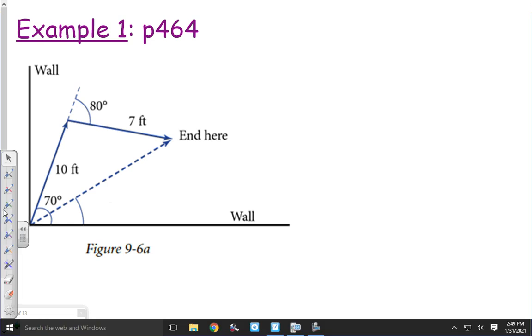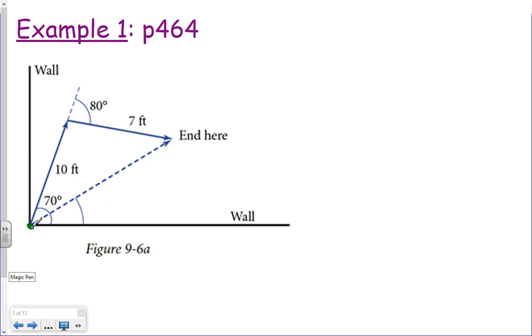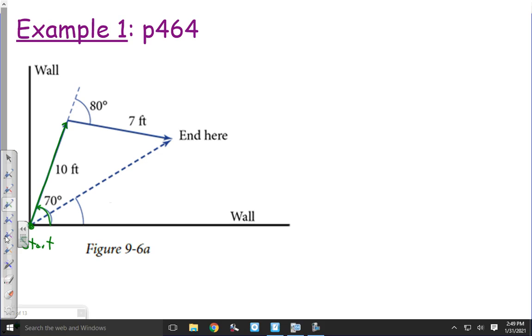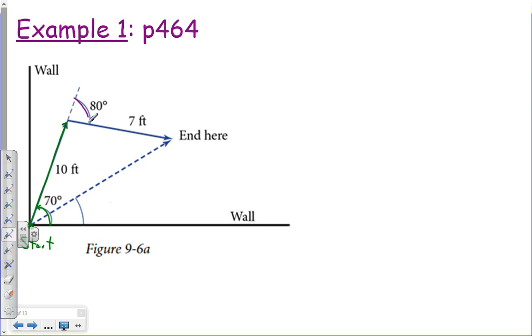So you're starting right here. This is our starting point, in the corner. Then you're going to walk 10 feet in this direction, at an angle of 70 degrees to this wall. And then we change direction. We turn 80 degrees to our right, and we walk for 7 feet in that direction.